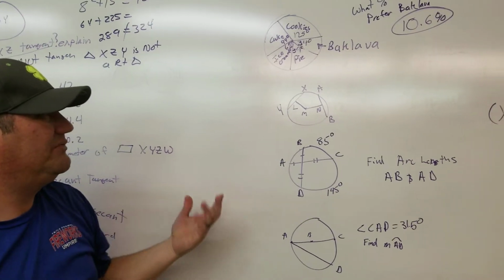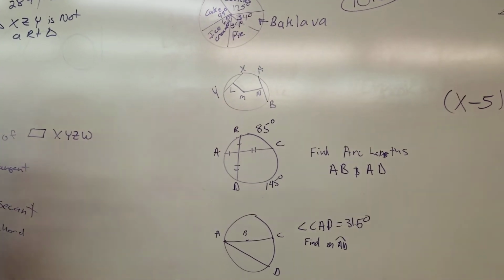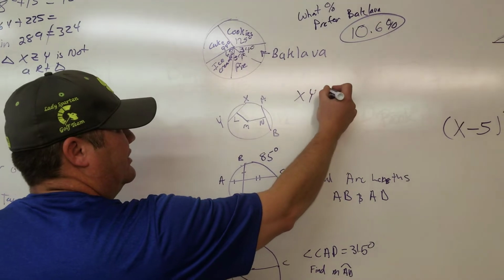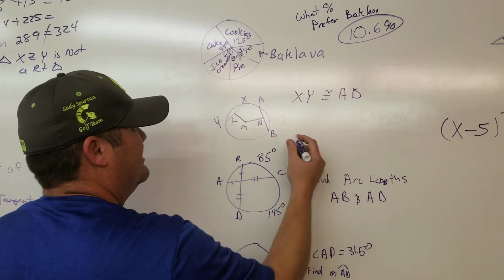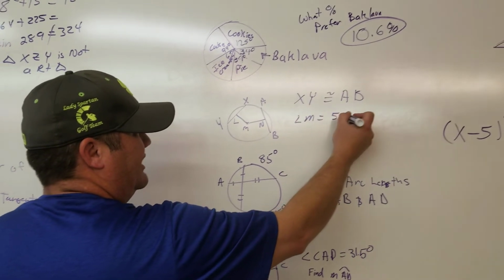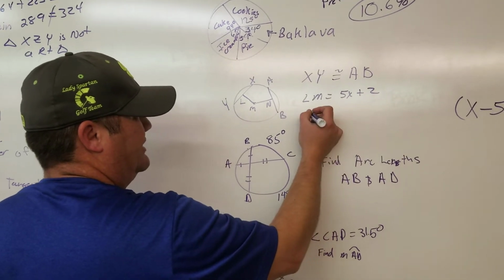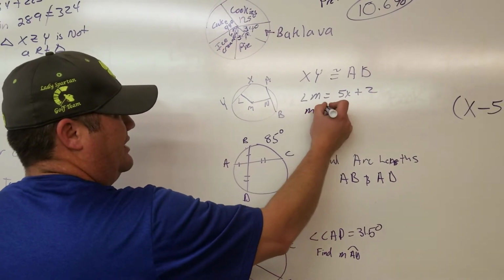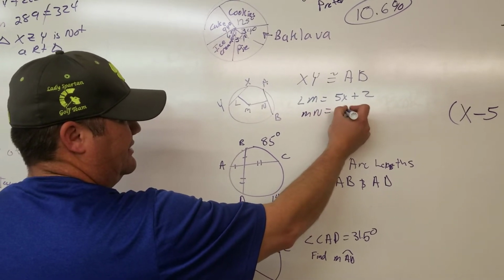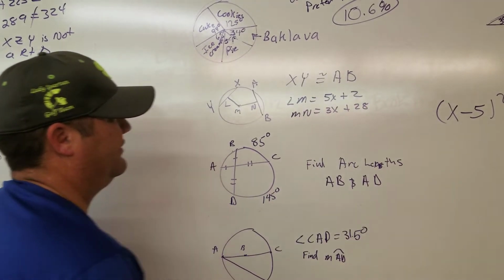All right, next one. It's going to give you this picture right here, and it's going to say, hey, XY is congruent to AB. And then it's going to say something like this: LM equals 5x plus 2, and MN equals 3x plus 28. Solve for x.